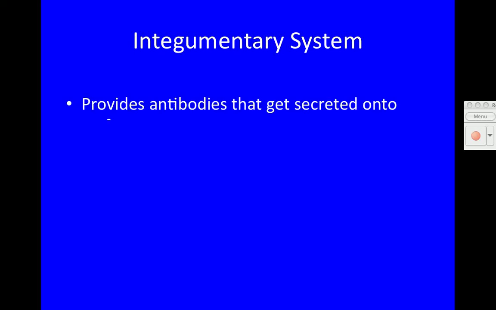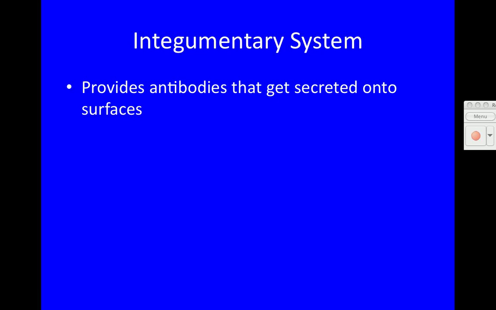The lymphatic system and the integumentary system do interact because the lymphatic system provides antibodies that get secreted onto the surfaces of the integument. We all know that there's bacteria on the surface of our skin, but we also have antibodies that go and attack those antigens on the surface.